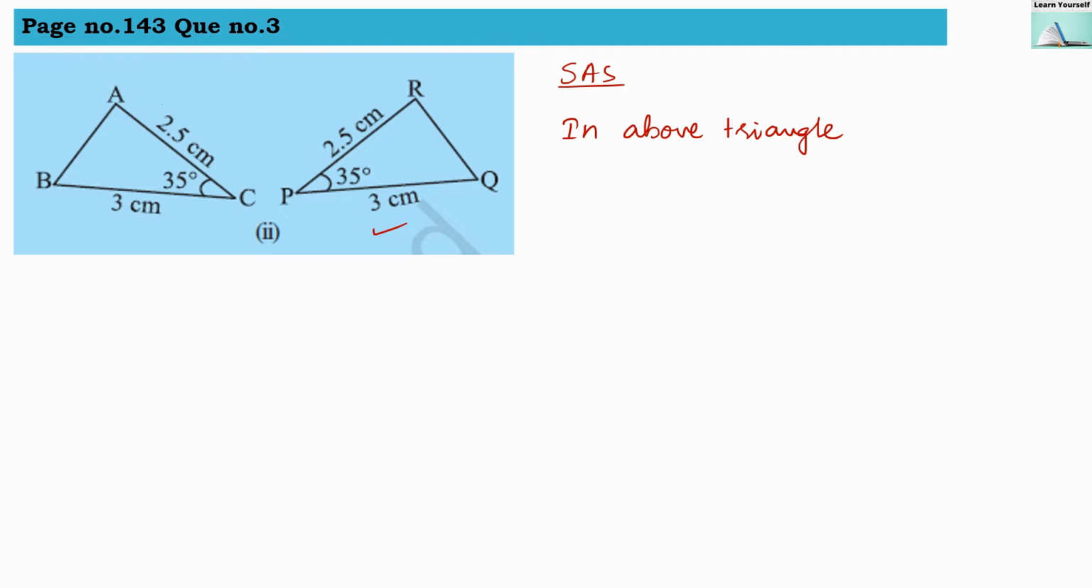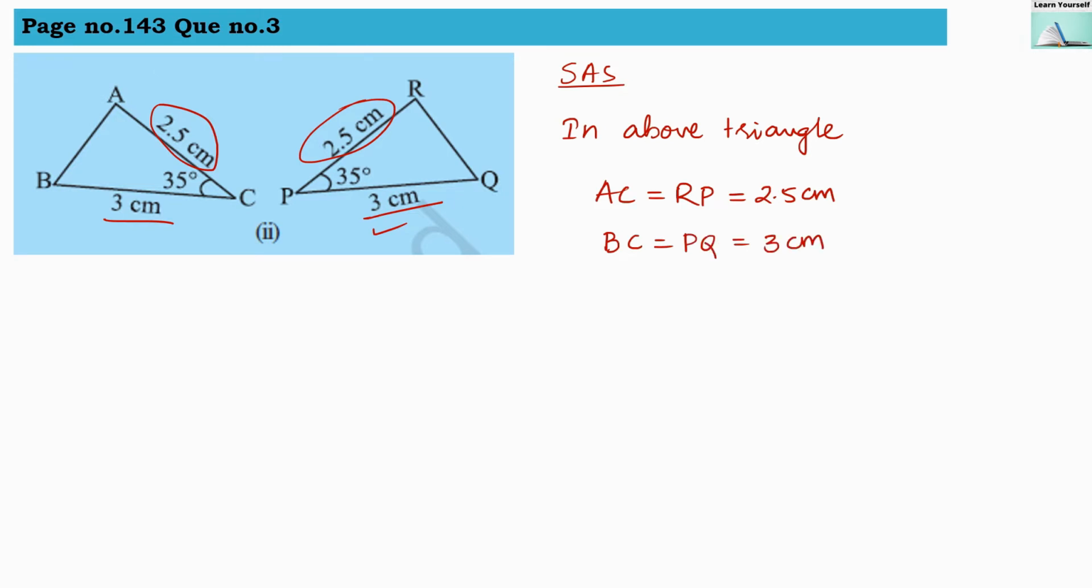So here we can see that AC is equal to RP, and they both are equal to 2.5 centimeters. The next is BC is equal to PQ, and they both are equal to 3 centimeters. Now we require angles which are equal to each other. So angle C and angle P. So angle C is equal to angle P and they both are 35 degrees. So both triangles are congruent as per the SAS criteria.